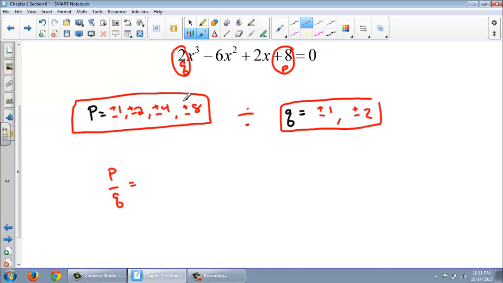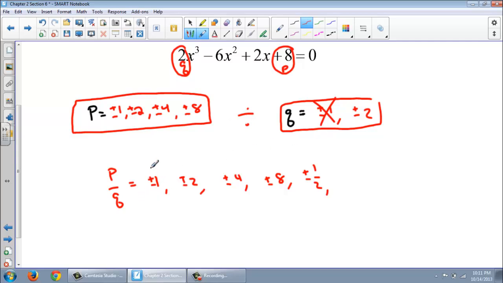So let's start with our first Q, 1. 1 divided by 1 is 1. 2 divided by 1 is 2. 4 divided by 1 is 4. 8 divided by 1 is 8. That means our 1 is done now. Then we go to our 2. 1 divided by 2 is 1/2. 2 divided by 2 is 1.